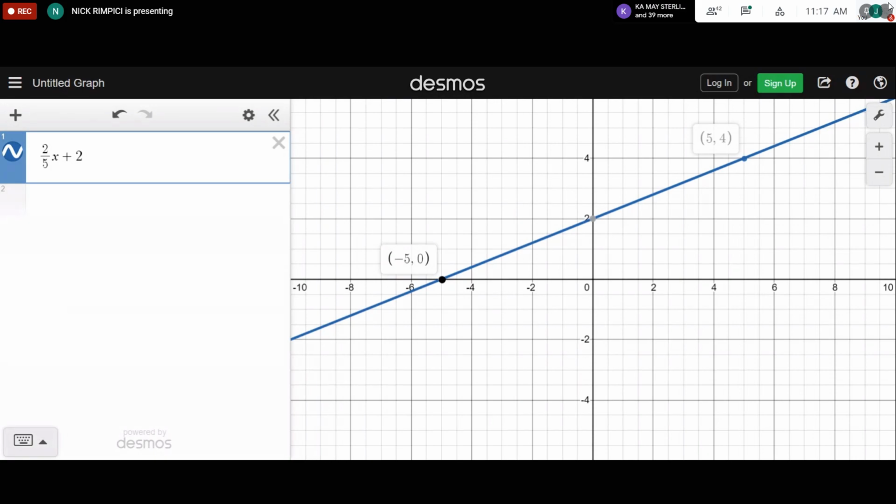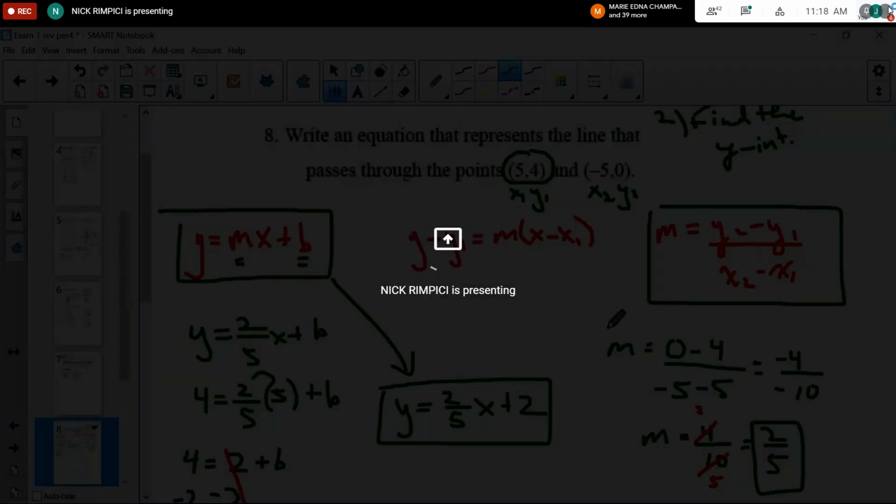So I have both negative 5, 0 and 5, 4 on this line. So I know my equation is correct. This line passes through both points, so we did it right, okay? So that's just like a check. You don't have to use Desmos for this part, just to make sure you did it right. So since I'm doing instruction, I want to prove that we did it right, and we did. And that's it for this one. We just bring it back to the notebook. Okay, so there we go.